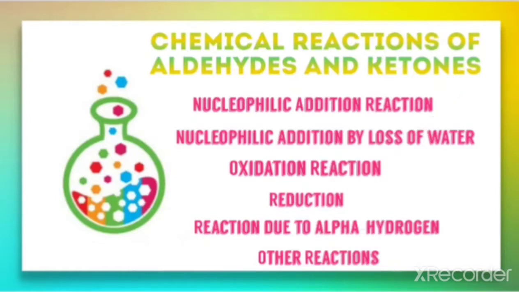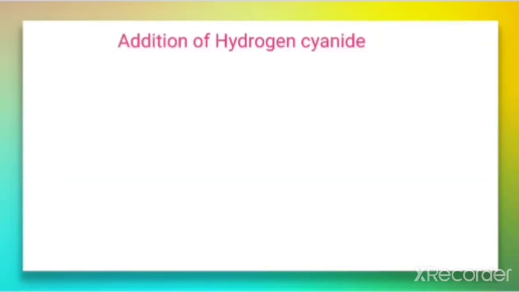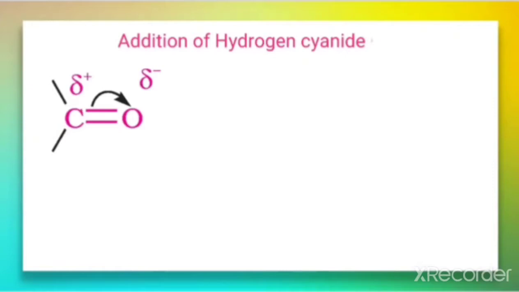There are some reactions involving the nucleophilic addition reaction of aldehyde and ketones that we need to discuss. The first one is the addition of hydrogen cyanide, that is HCN. The addition of hydrogen cyanide with aldehyde and ketones can be represented with a carbonyl group here, because aldehyde and ketones both have a carbonyl group.